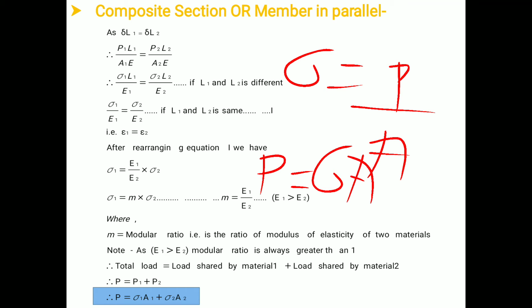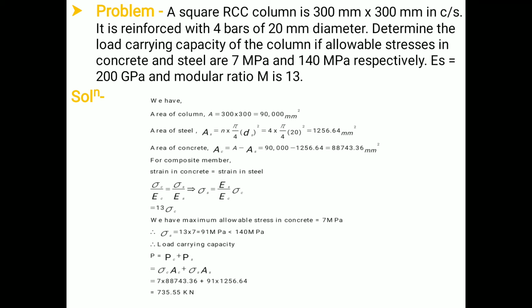For the composite section, we have to remember that the members are rigidly connected to each other in a parallel way, and it is subjected to the same load. Same load means the load will be shared by material 1 and by material 2, and the deformation in the materials will be same. So this is the final key concept of the member in parallel.